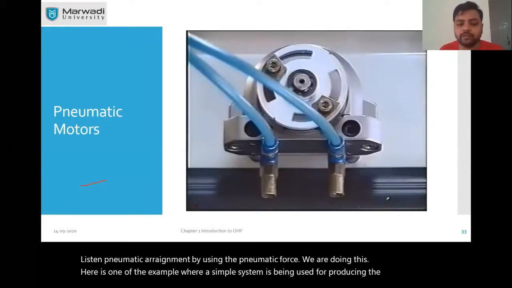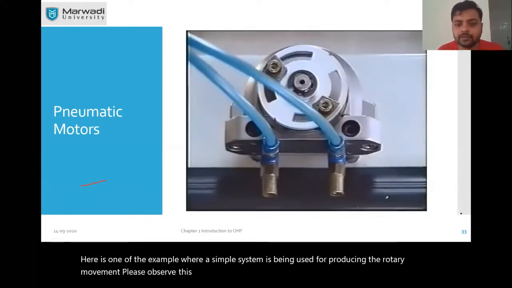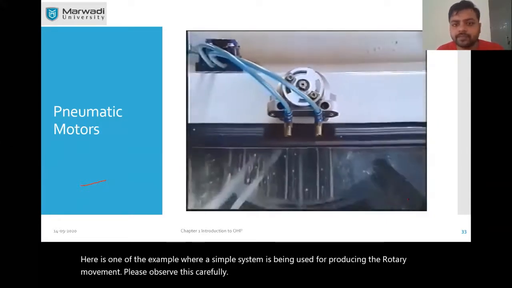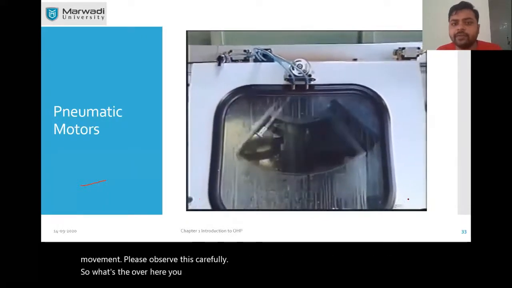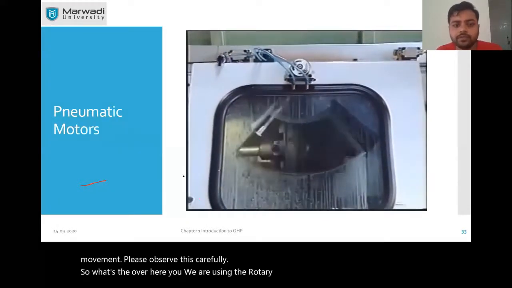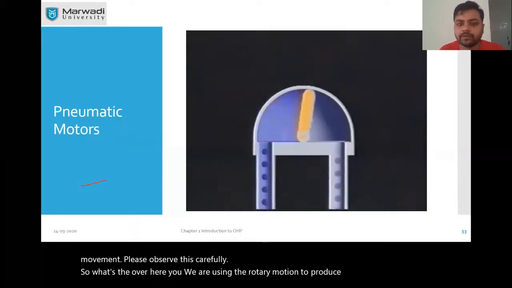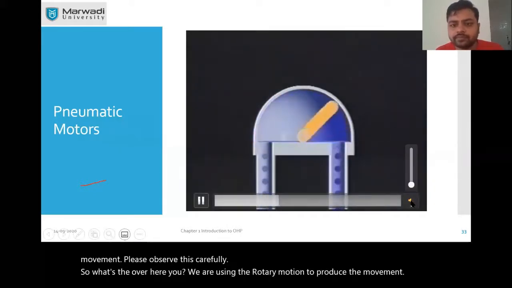Please observe this carefully. Rotating vane cylinder. In it, compressed air directly produces the rotation. So over here you see we are using the rotary motion to produce the movement. It functions in the same way as a double-acting cylinder.